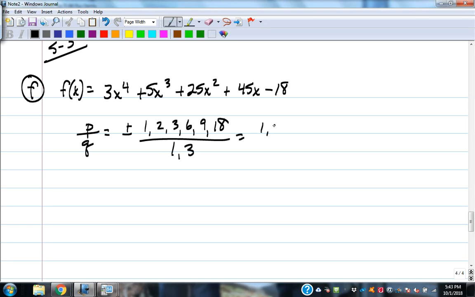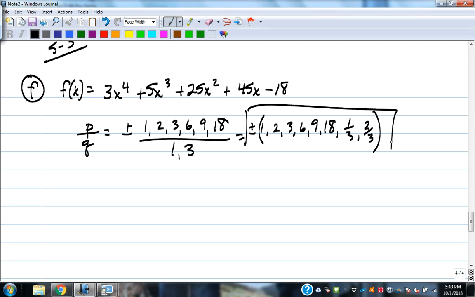So we get 1, 2, 3, 6, 9, and 18. Then we get 1/3, 2/3, 3 over 3 is 1, 6 over 3 is 2, 9 over 3 is 3, 18 over 3 is 6. Okay, there's our P over Q list: factors of the constant over factors of the leading coefficient. That gives you your P over Q list, the possible rational zeros. What's the next step?